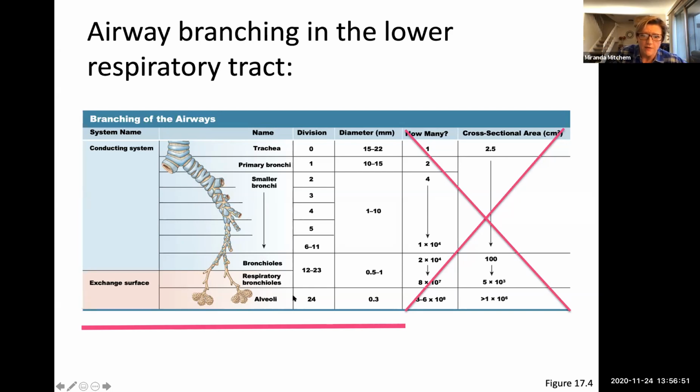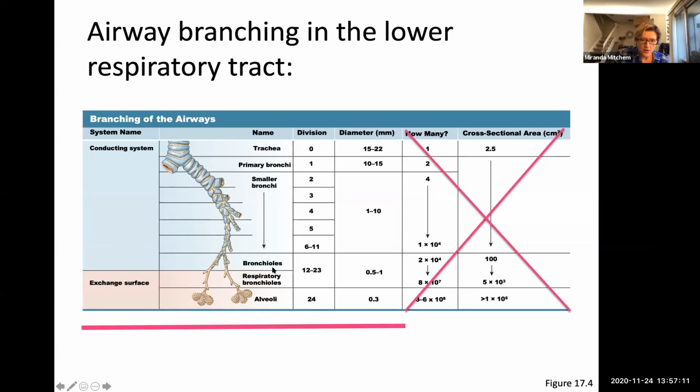So alveoli, for example, are divided 24 times. That's just in one lung. And their average diameter is 0.3 millimeters, where the trachea has an average diameter of 15 to 22, depending upon the age and size of the person.